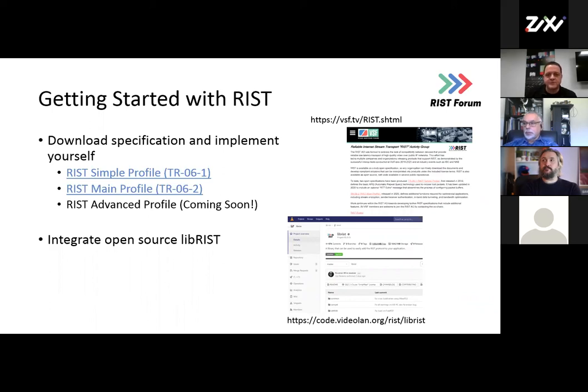Over to the right, you'll see the homepage for the RIST group, where you can get the links right off that page as well. So method one, implement it yourself. Method two is integrate an open source library that already has RIST in it. This is called librist. You see to the right there the link on videolan.org where you can grab this library.